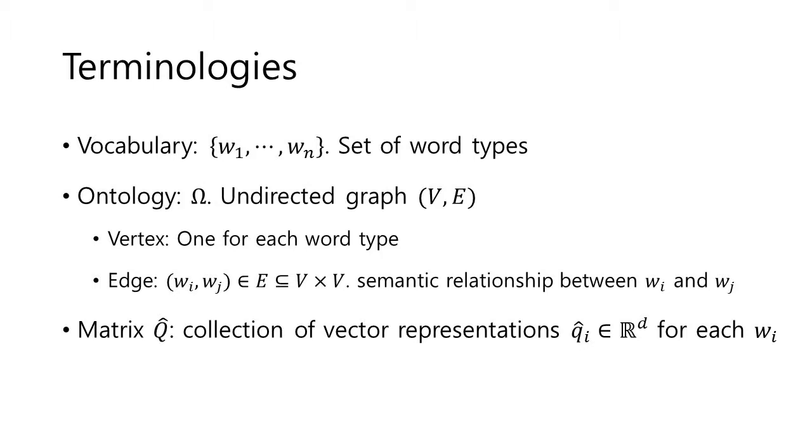The next one is ontology. An ontology, omega, is an undirected graph. It has one vector for each word type in the vocabulary. And an edge, wi, wj, has a semantic relationship between wi and wj. The last one is the Q hat. It is a matrix that is a collection of vector representations. In this case, the vector representations are d-dimensional vectors for each word type in the vocabulary.